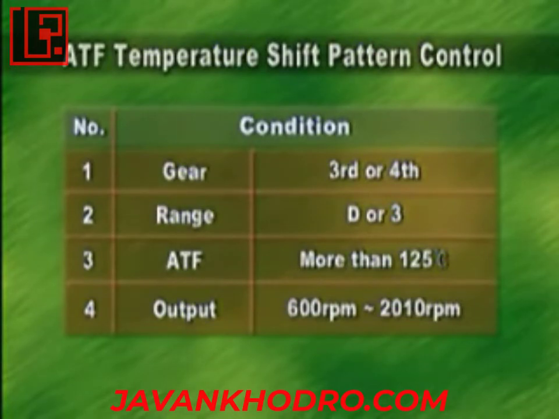To perform the variable shift pattern of the automatic transaxle fluid temperature control, the following conditions must be satisfied. Third or fourth speed, D range or 3 range. Temperature of automatic transaxle fluid is above 125 degrees centigrade. Output shaft speed is more than 600 RPM and less than 2010 RPM.